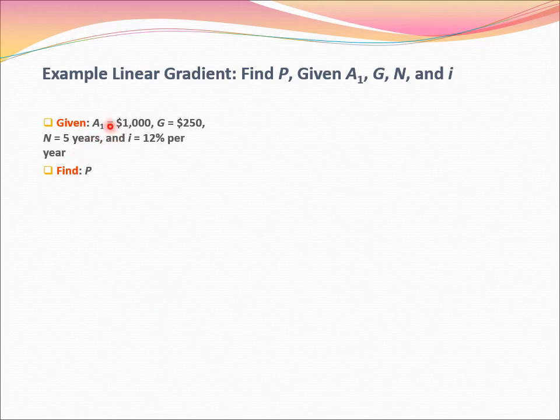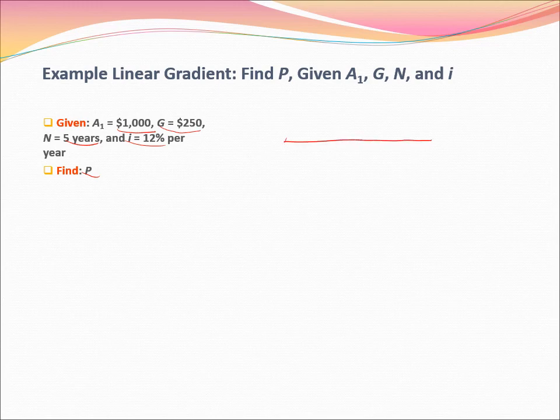It says that the initial amount is 1,000. So when you are given such a problem definition, the first thing should be to sketch the cash flow diagram. Okay? It says that the initial amount is 1,000, and G, the increase in the cash flow, is 250, N is equal to 5 years, and the interest rate is 12%. Find P.